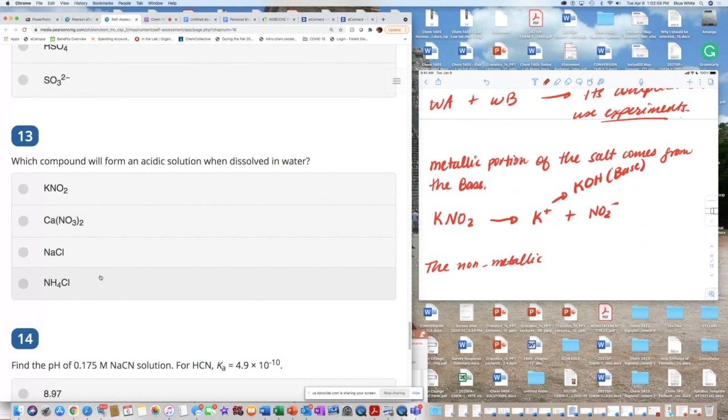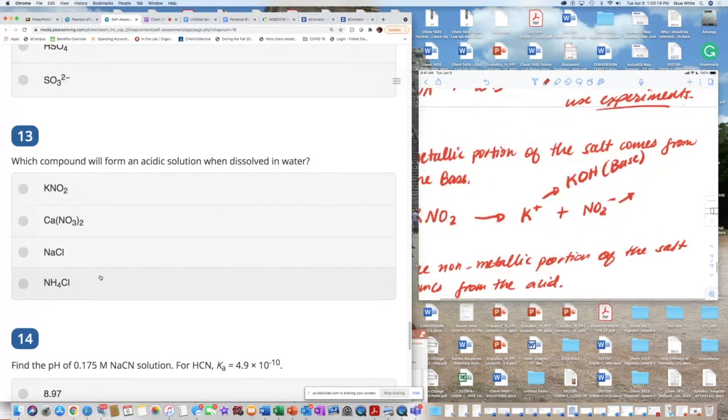And then the non-metallic portion, if I can spell correctly, of the salt comes from the acid, the mother. So this came from the acid, right? So this is kind of how I survived this section. The book has its own take on how they justify it.